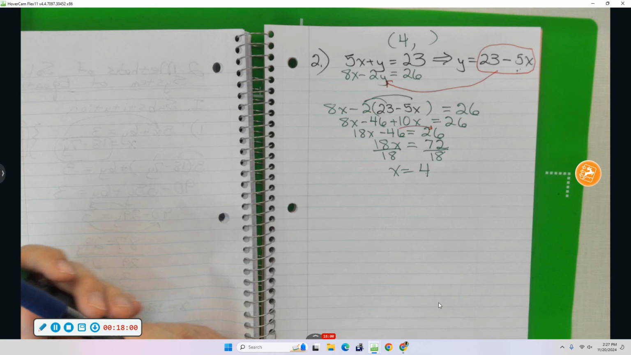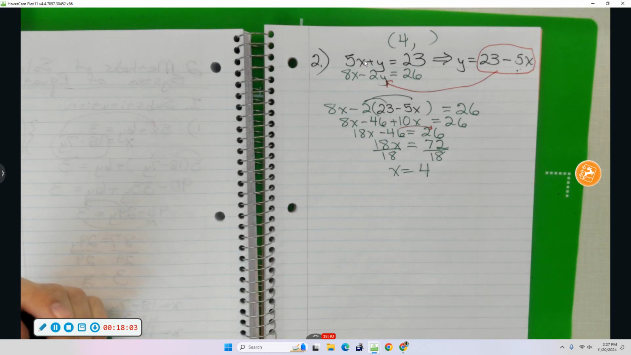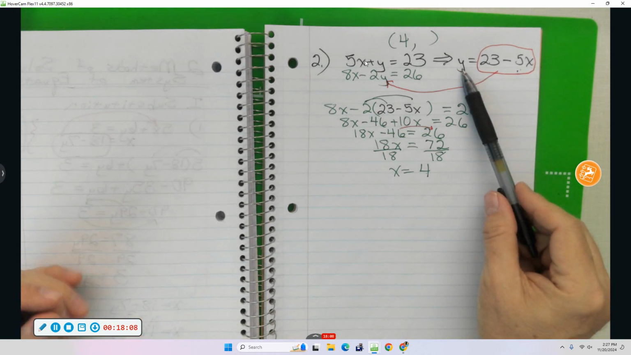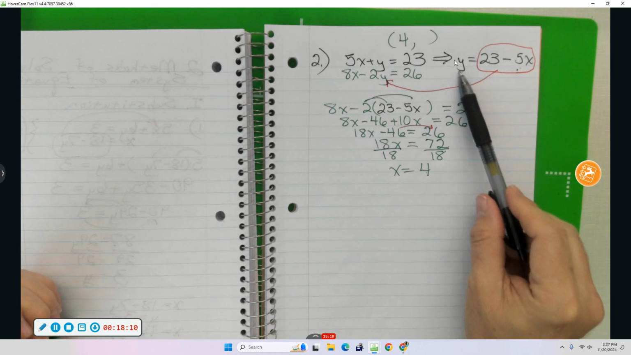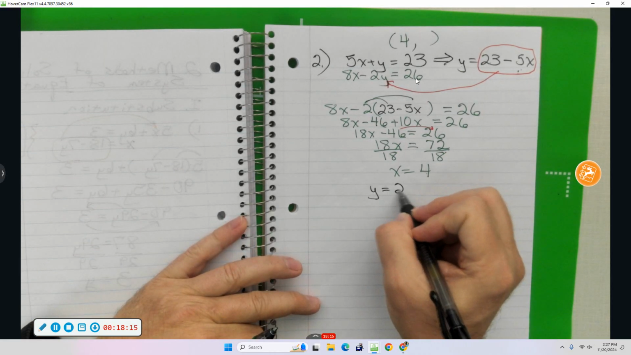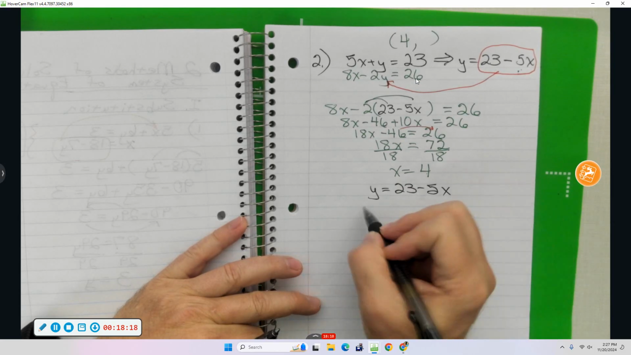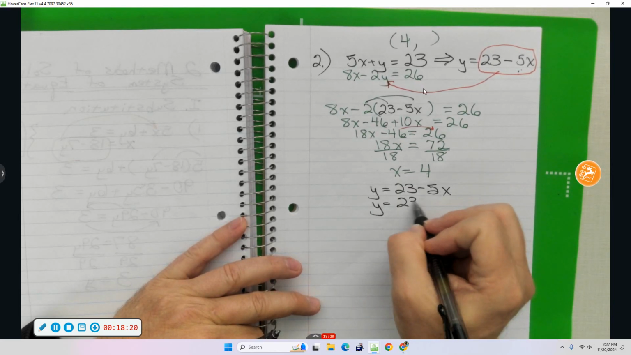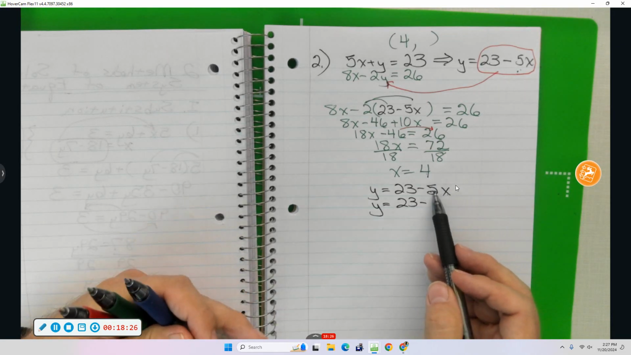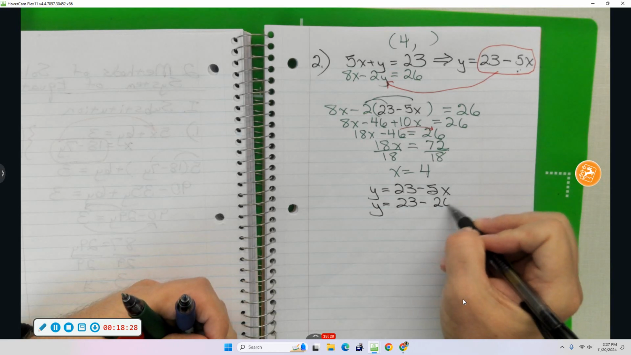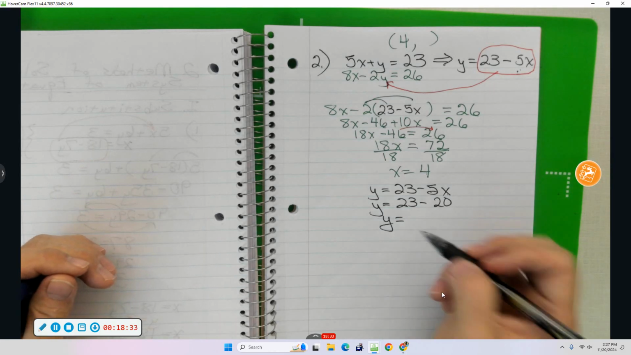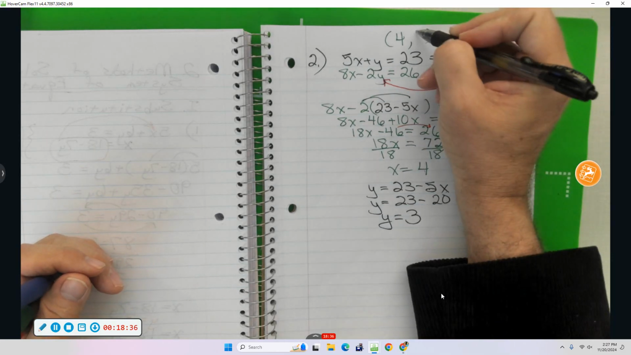Well, how will we find the y value? Just like the name implies, we're going to have to substitute. Go to the form where the y variable is already solved. That's the easy one to plug into. There's nothing wrong with doing it in the other two, it's just going to be more work. So we have y equals 23 minus 5 times x. x is 4. 5 times 4 is 20. So y equals 23 minus 20, which gives me a y value of 3.